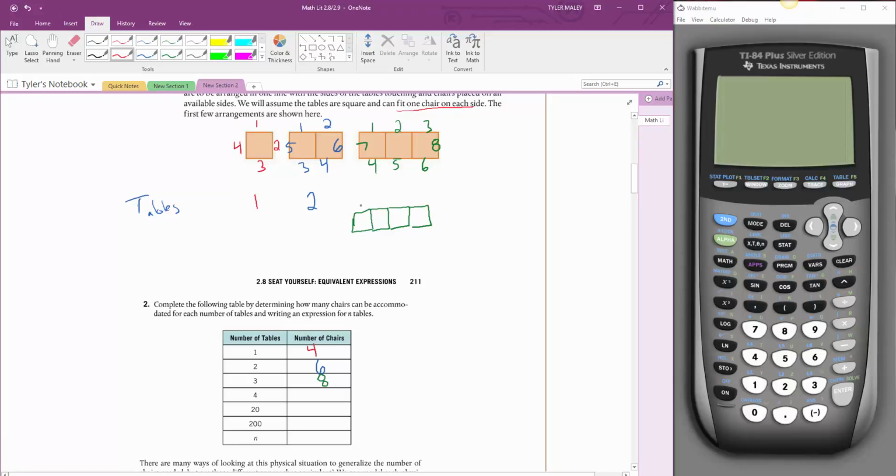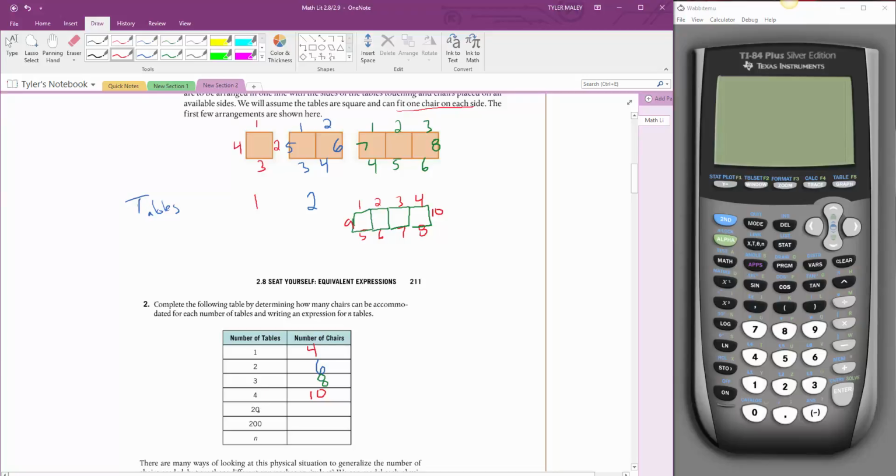So here's 4 tables, so I can have 1, 2, 3, 4, 5, 6, 7, 8, and then 9, 10. So I can have 10 total chairs. The next would be 20. So at this point, with the first 4, hopefully you can start to see a pattern based on the number of tables, how many chairs we can have.